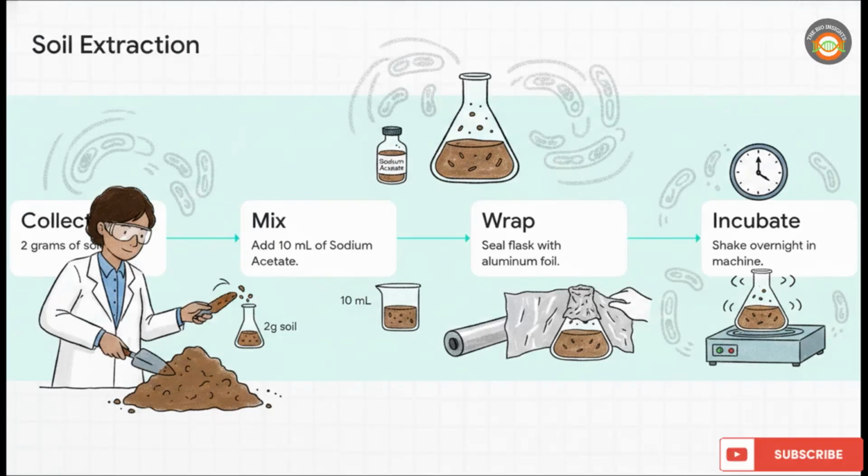So before we can study anything at all, we have to actually extract these microbes from their messy, natural environments and get them into a controlled setting. Entomologist and researcher Dr. Rini shows us exactly how this extraction begins. To find specific bacteria in agricultural soil, she takes about 2 grams of that soil and mixes it into 10 milliliters of a prepared sodium acetate solution, right inside a flask. She wraps the top securely with aluminum foil, to protect it from any outside contaminants, and then she places it into a very specialized machine overnight.